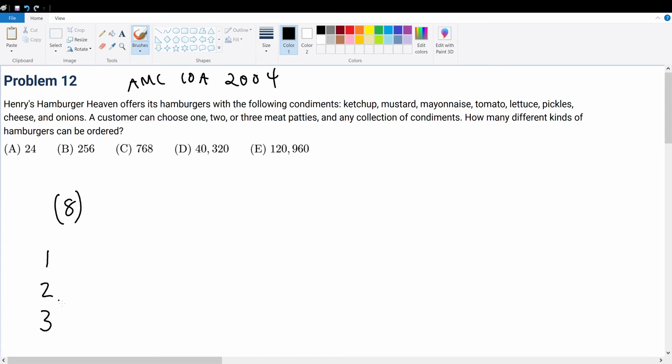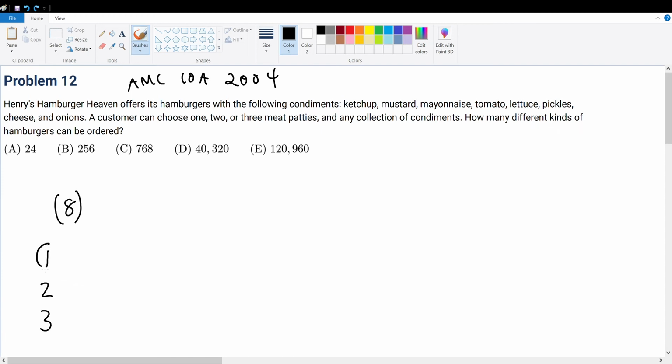And then we're trying to find how many different kinds of hamburgers can be ordered given the following composition of the burger. So how do we understand this probability? What does the question mean by how many different kinds? Well, what it means is to find the total number of possible burger combinations. And to find that, we must find the probability of the customer choosing each condiment.